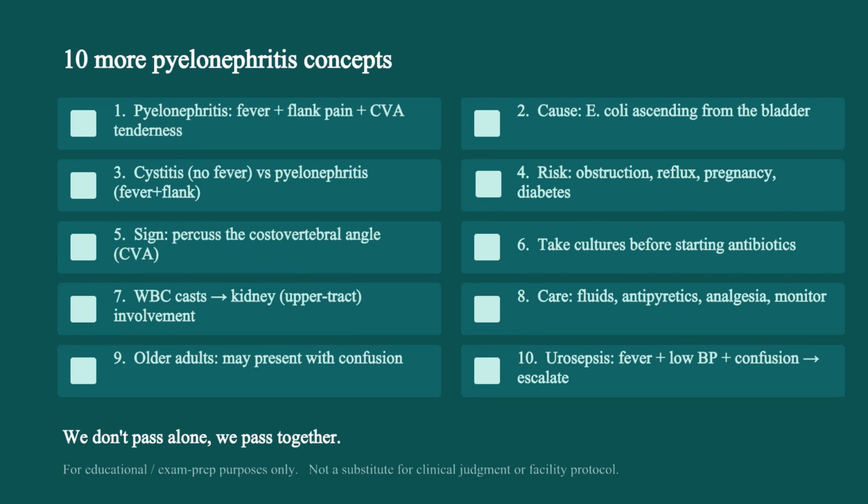Take cultures before starting antibiotics, and remember, white cell casts point to the kidney. Give fluids, antipyretics, analgesia, and close monitoring. Older adults may just be confused. And always watch for urosepsis. Fever with a falling blood pressure and confusion means escalate fast.